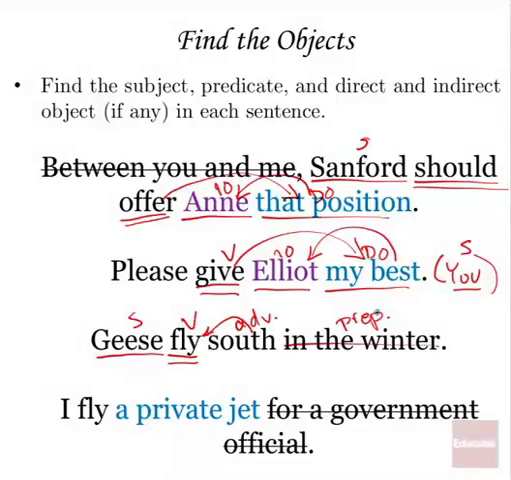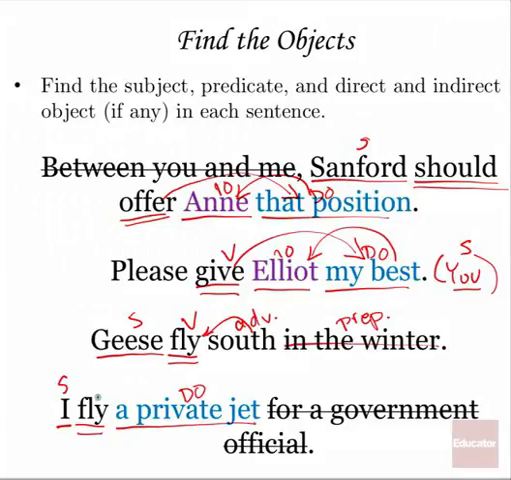I fly a private jet for a government official. I is our subject. Fly is our verb. A private jet is the direct object. For a government official is a prepositional phrase. Now this is interesting. Fly can be either a transitive or an intransitive verb. In the case of geese fly south in the winter, there's no direct object. But in the case of I fly a private jet, now you have something that's receiving the action fly, the jet. So depending on how verbs are used, they may or may not be transitive. You have to watch out for that when you're looking for objects.